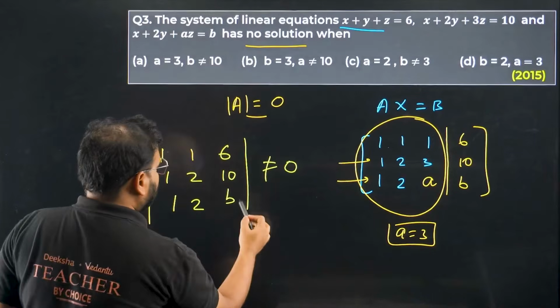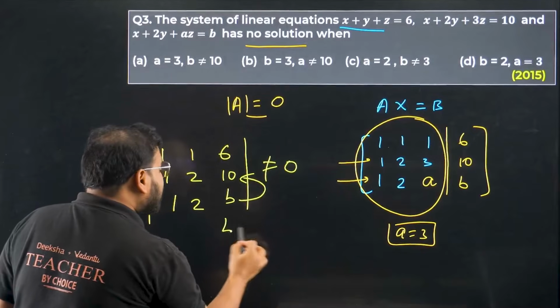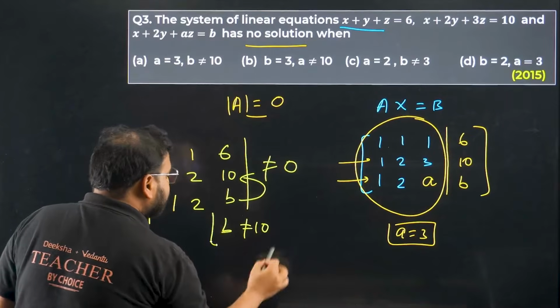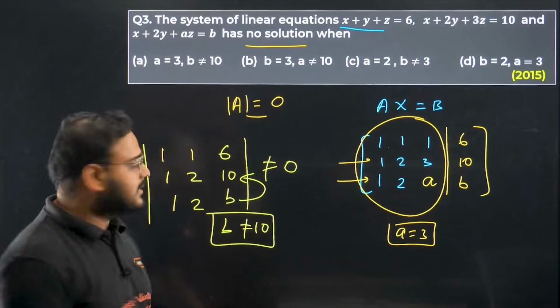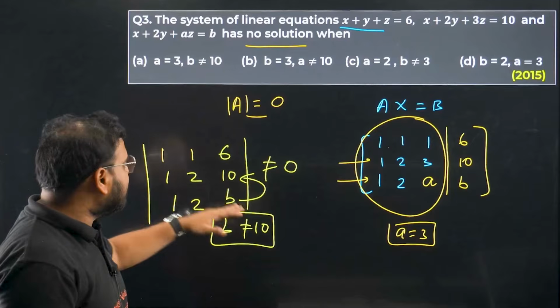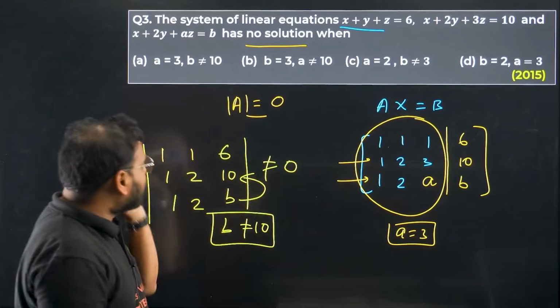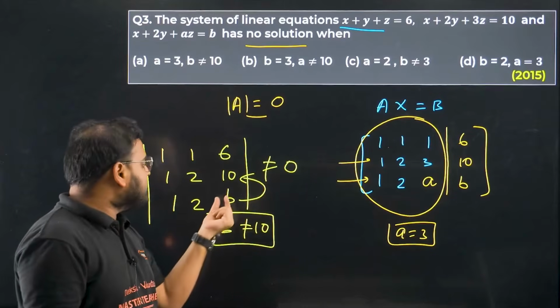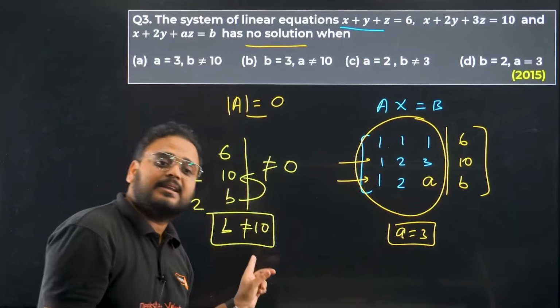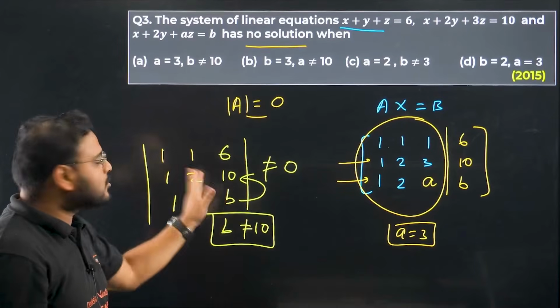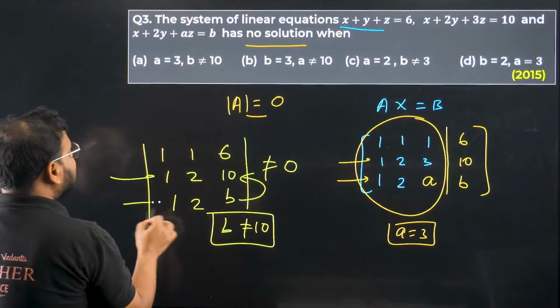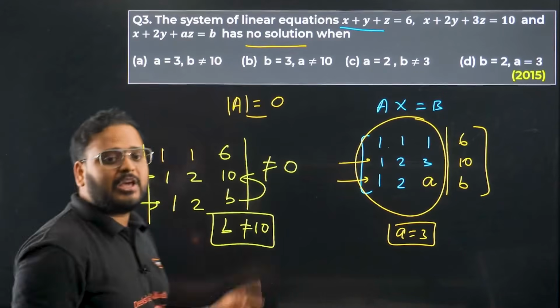Alright, what am I going to do? Please check. B cannot be equal to 10, sir, because if it is 10, it will again become equal to 0. But I don't want it to be 0. It means B can be anything else but 10, right? If it becomes 10, the rows are the same, 1 to 10, 1 to 10. So B cannot be 10.